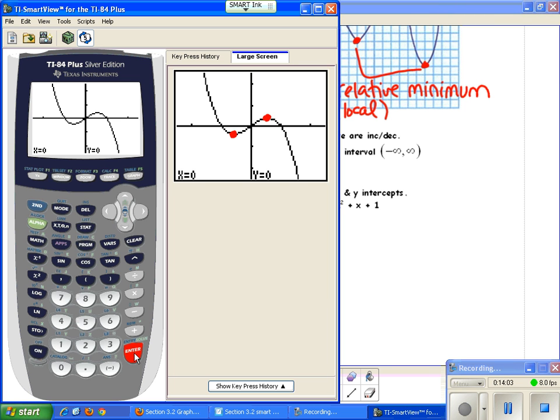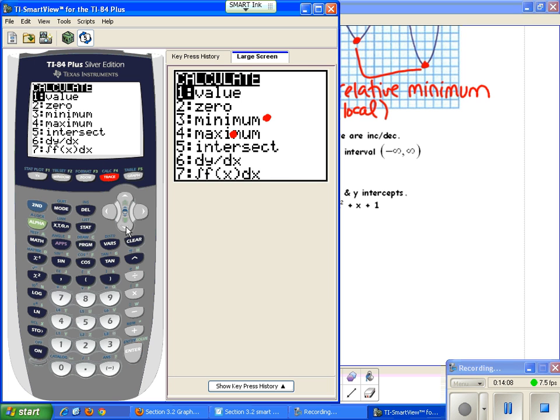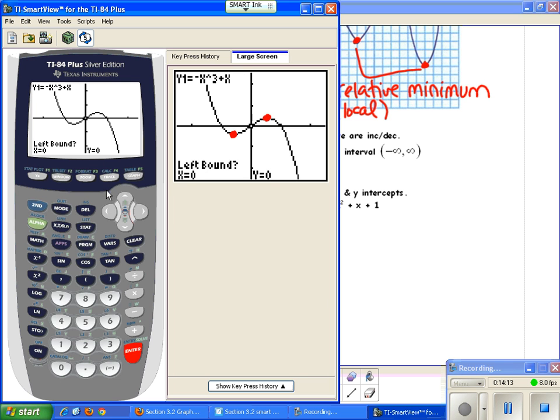In order to do that, go to second, trace, and we're going to do the minimum first, enter. Now you see you have your value here. You want to take your cursor and go to where you think the local minimum is. Notice it says left bound here, so you want to go a little bit to the left of that point. It doesn't really matter exactly where, as long as it's somewhere to the left, and hit enter.